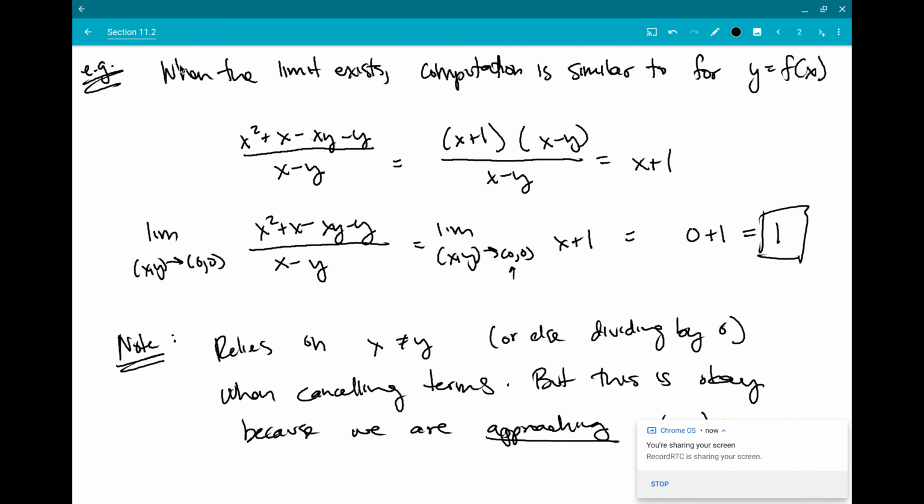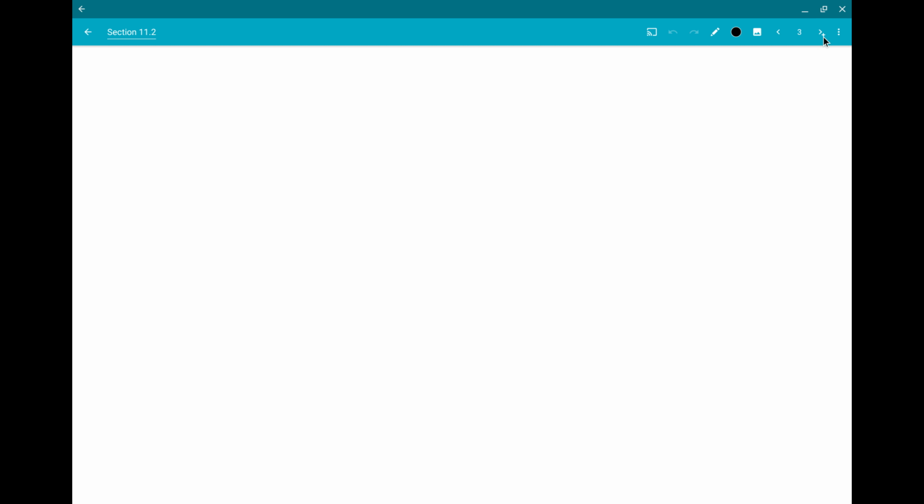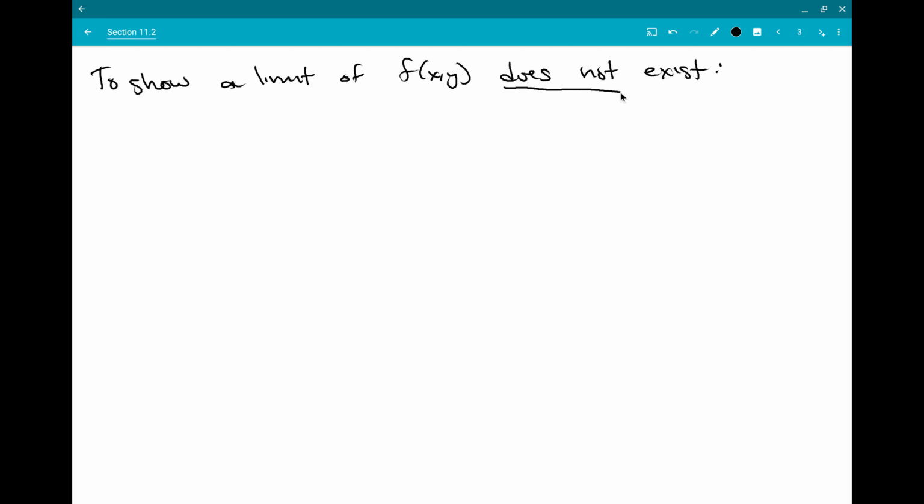So when I said that computation of a limit when it exists is similar to what you're used to, what I didn't say was that when the limit doesn't exist, things are going to be a little bit different. And so I'm going to write out the steps we take to do this, and then we'll do an example afterwards.